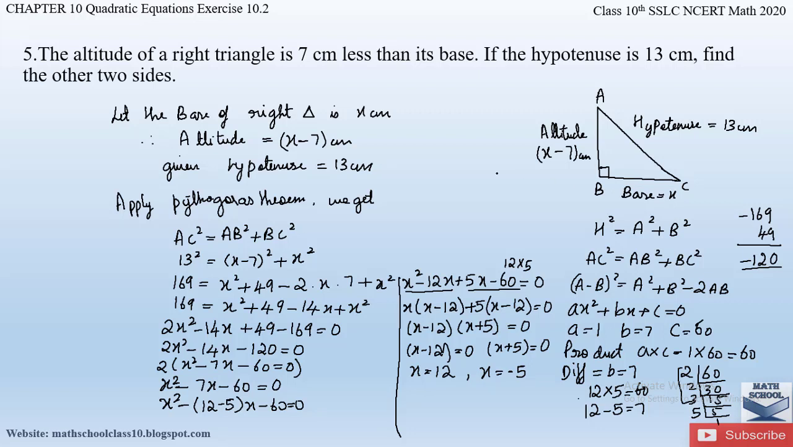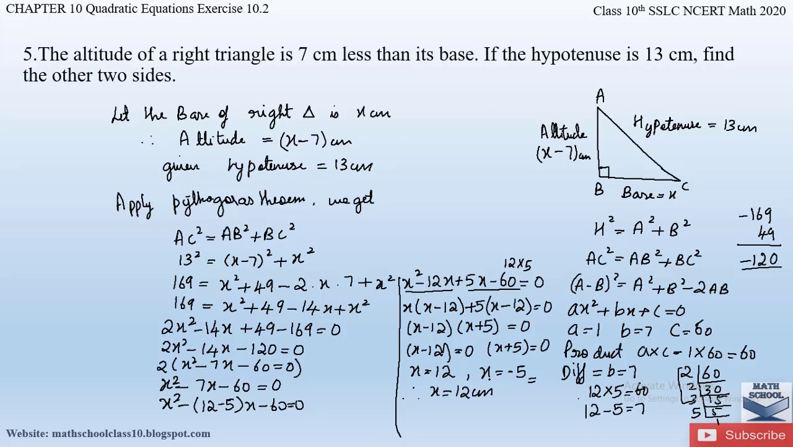Now here what have we taken x as? x is the base of the right angle triangle, right? But the base cannot be in negative terms. Okay, always it is positive or counting numbers. You can never say the base is minus 5 centimeters. It has to be a positive value. Therefore let us take x is equal to 12 centimeters.